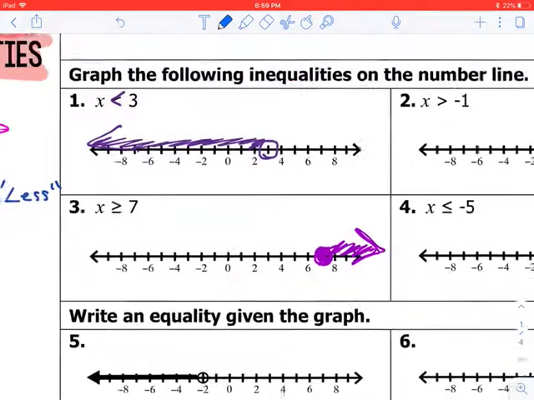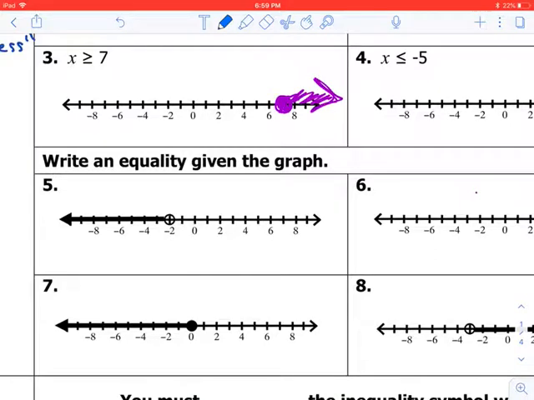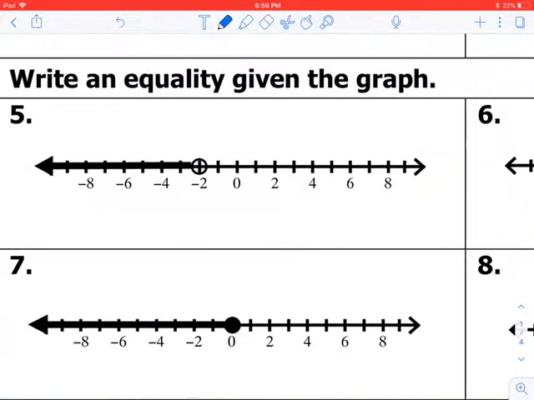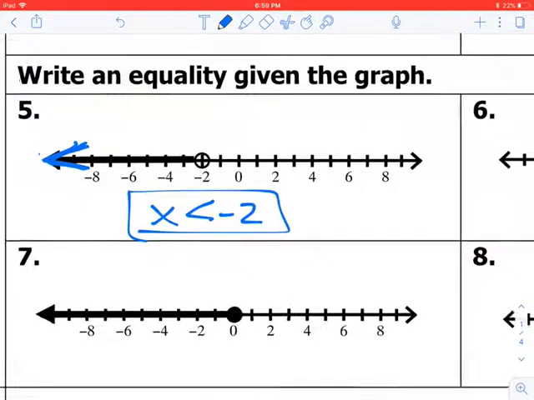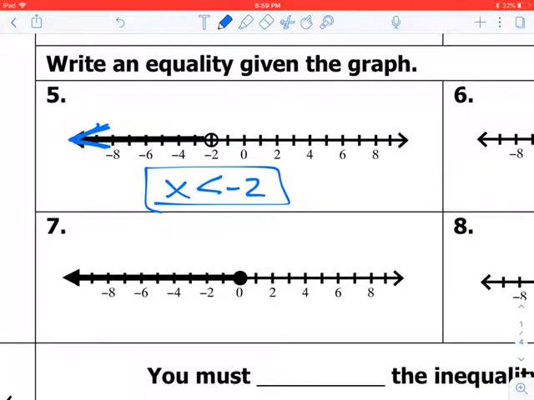Sometimes it says write an inequality given the graph. So sometimes you have to actually find the inequality for the graph. In this case, it'd be x and then -2. Now we just have to figure out what this inequality is. Well, it's less than, pointing this way. And since it's open, I need to not underline it. So that would be my answer. And then the same thing on number 7, x and 0. Again, it's pointing this way, so I need to point it that way. But this time it's closed there, so that means underline it.